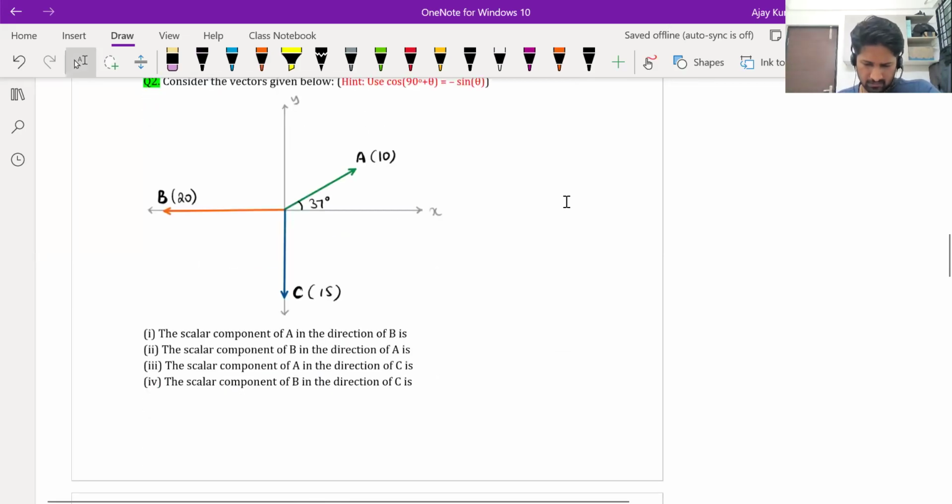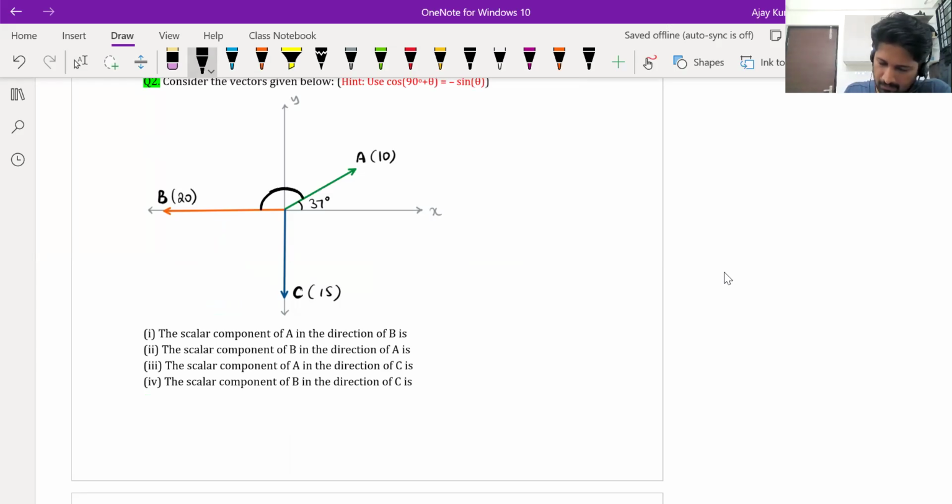Next, you are given a set of vectors. First, scalar component of A in the direction of B. One of you tell me, how much is the angle between A and B? 143. 180 degrees minus 37, 143 degrees can be written as 90 degrees plus 53 degrees, or you can write 180 minus 37 also, whichever way you are comfortable.